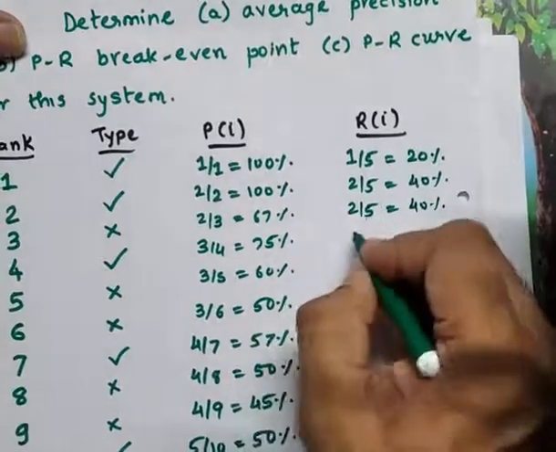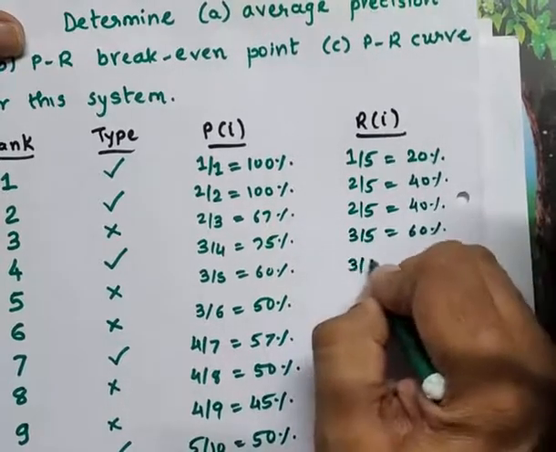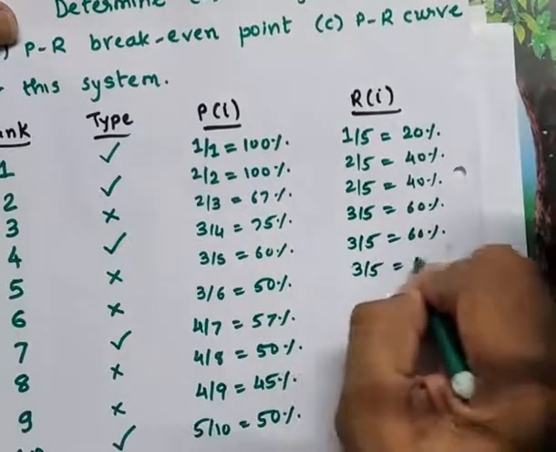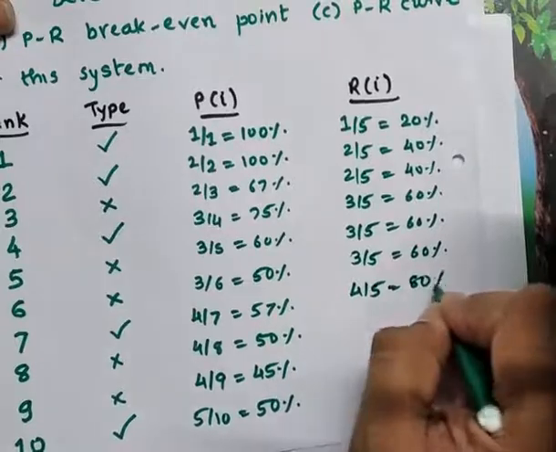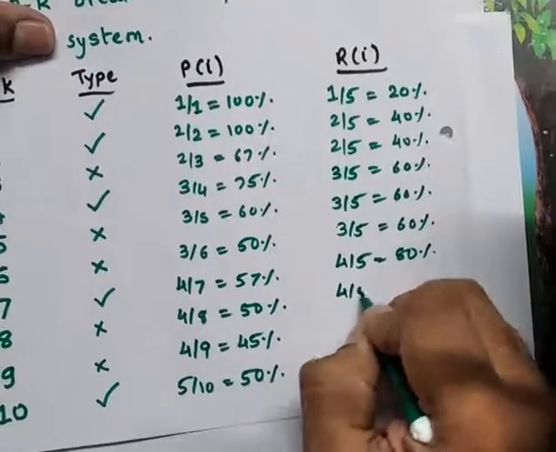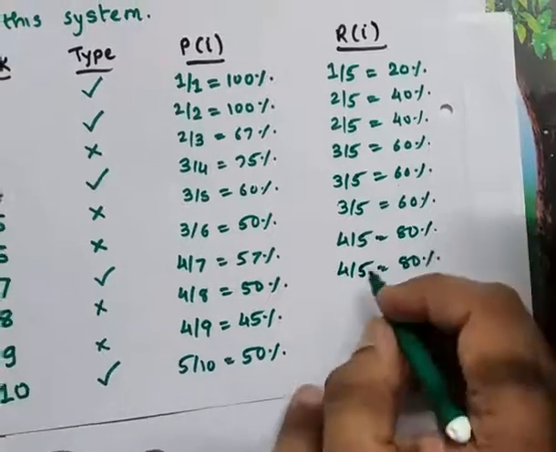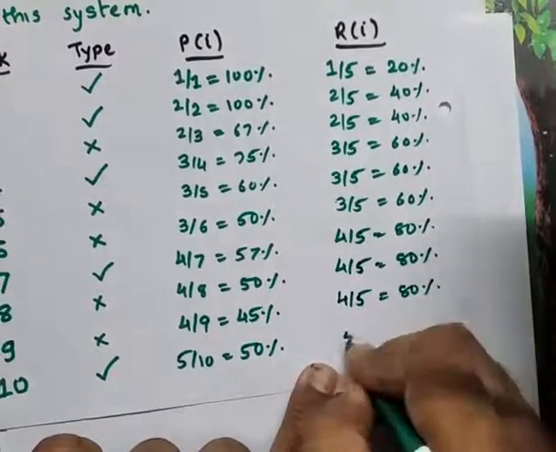So going in the same manner, we can write 3 by 5, 3 by 5, 3 by 5, 4 by 5, 4 by 5, 4 by 5, and 5 by 5.